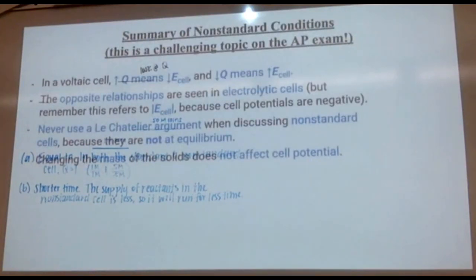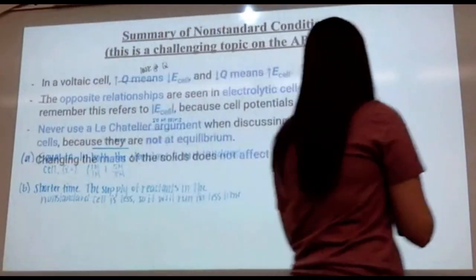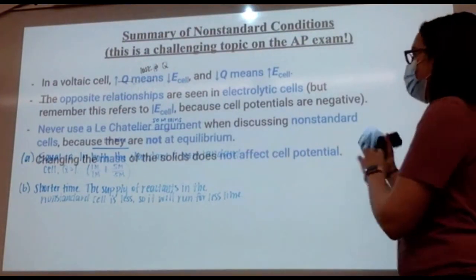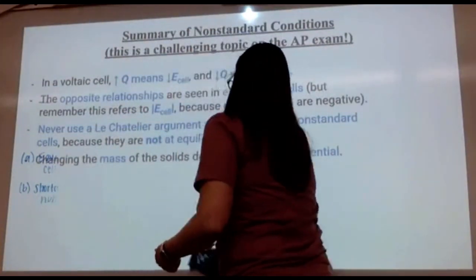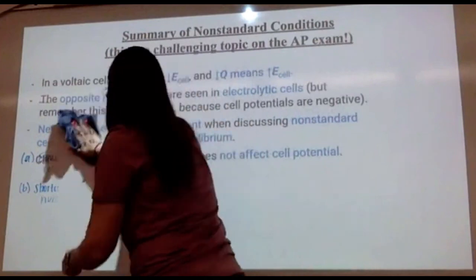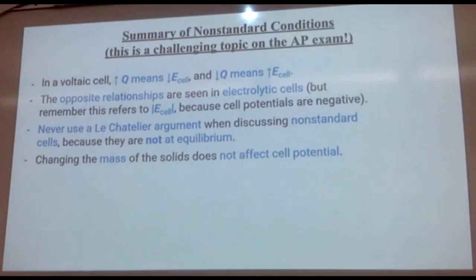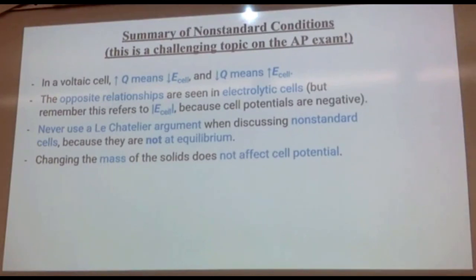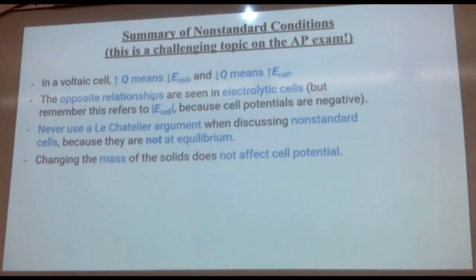Okay, so you have this at the bottom, right underneath example 5. So this is just kind of a summary of non-standard conditions. This is a challenging topic on the AP test because it's all conceptual. So I gave you here essentially what we've been talking about this entire time. When you increase Q, you decrease the cell potential. When you decrease Q, you increase the cell potential. You do not want to use Le Chatelier's argument because the cell is not already at equilibrium. The cell is still running. The reaction is still running. When you change the mass of solids, it doesn't affect cell potential because it's not involved in Q.